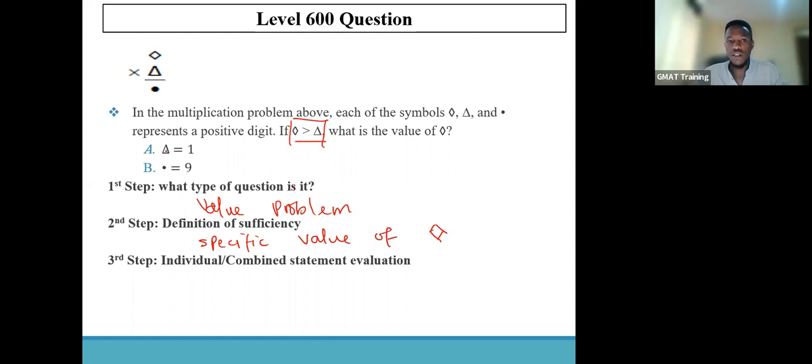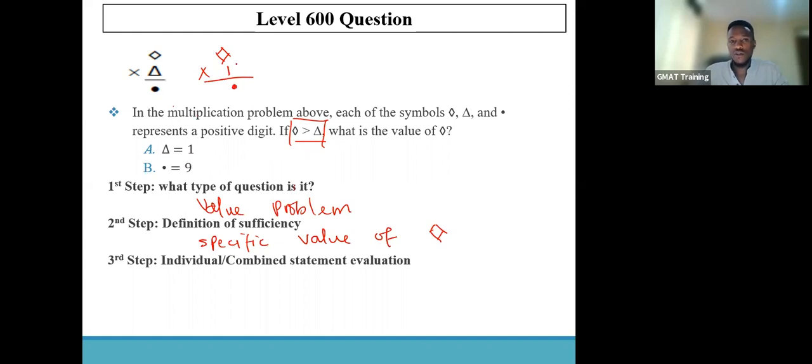So looking at the first statement, it states that the triangle is equal to 1, right? So if we are to put 1 here, we would have that multiplied by 1 to give us the dot.